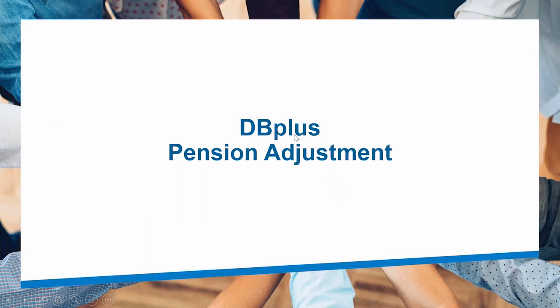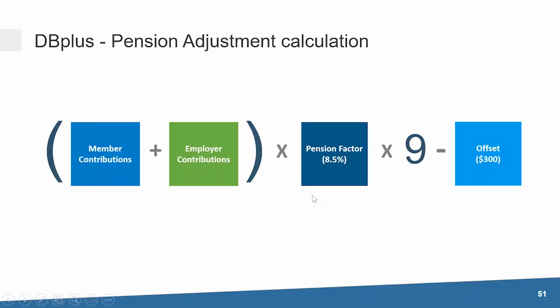We will now discuss PAs under DBplus. The PA calculation is based on member and employer contributions multiplied by the pension factor of 8.5% multiplied by 9 minus the offset of $300. The $300 offset is being used for this plan design because of occurrences of members working concurrently.